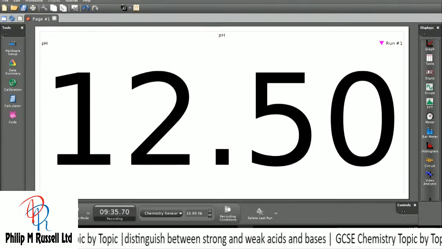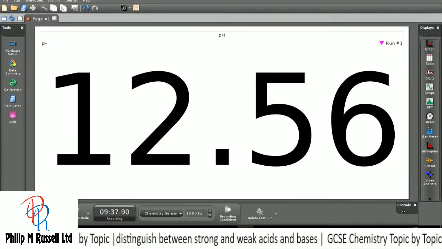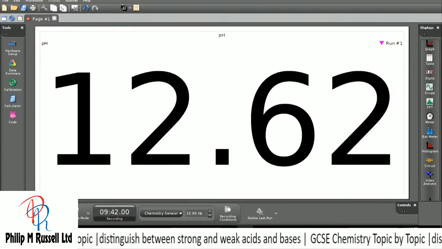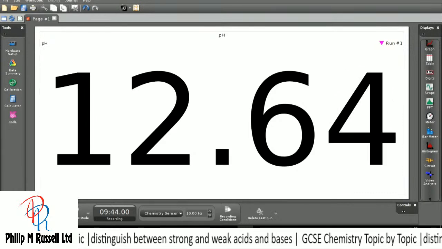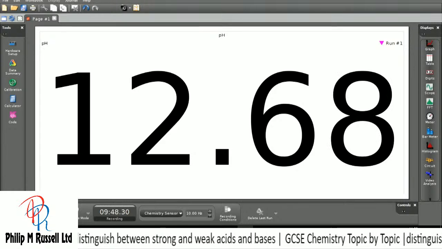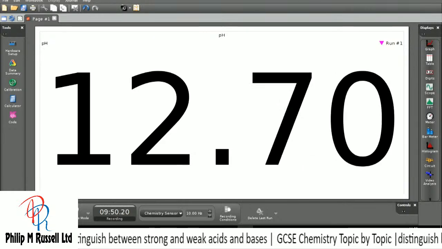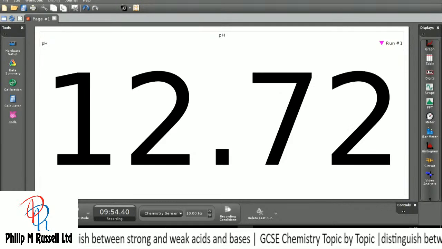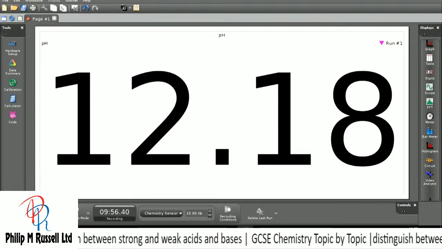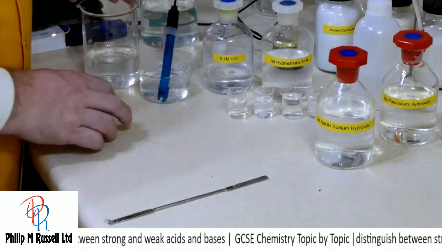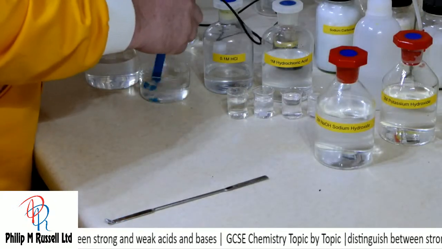And we're up at about 12.6. It's going to usually hit 12.6. There we are. And probably 12.7 here. There we are. About 12.7. So there is my potassium hydroxide.